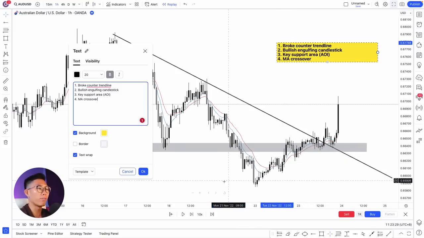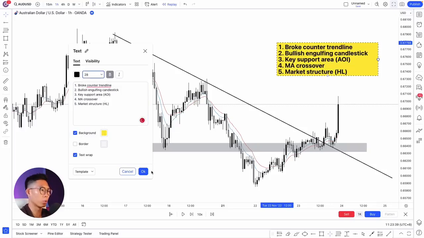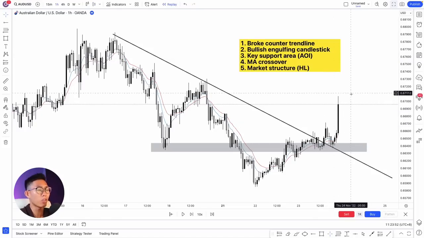So now that we got our 4 confluences, the 5th confluence could even be market structure, right? Right now, price is creating your higher low. Once you got multiple confluences like this, like I said, you guys always want to make sure that you get multiple confirmation. The keyword here is multiple. The last thing you want to do is to just enter a trade based on one confluence. Oh, I see this big candlestick, I'm just going to enter for a buy here. No. You need multiple confirmation.